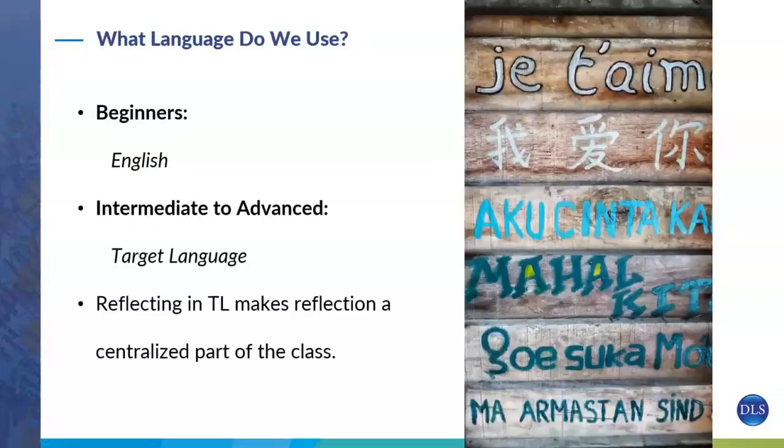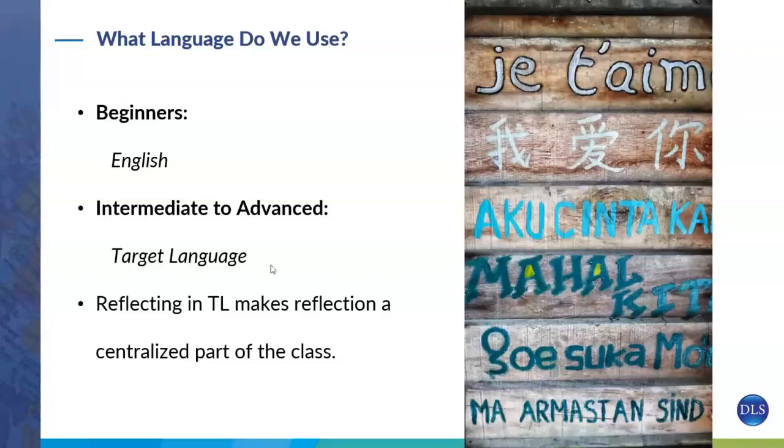Okay, so it could be a little tricky to know what language to do reflections in. So DLS's recommendation would be that for beginner students, so like ILR 0 to 1, you would do it in the student's native language, which is usually English. And then for intermediate to advanced level students, you can do it in the target language. And when you do reflect in the target language, it really makes reflection a centralized part of the class. And then it's still them practicing the language, right? It's not something completely separate, it's integrated into the curriculum, basically.